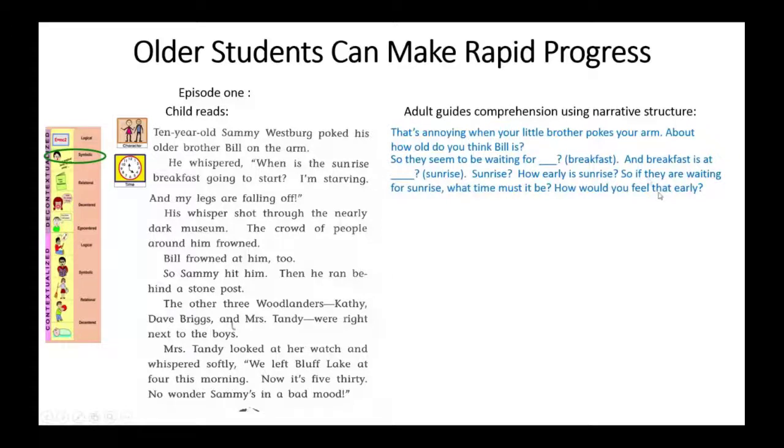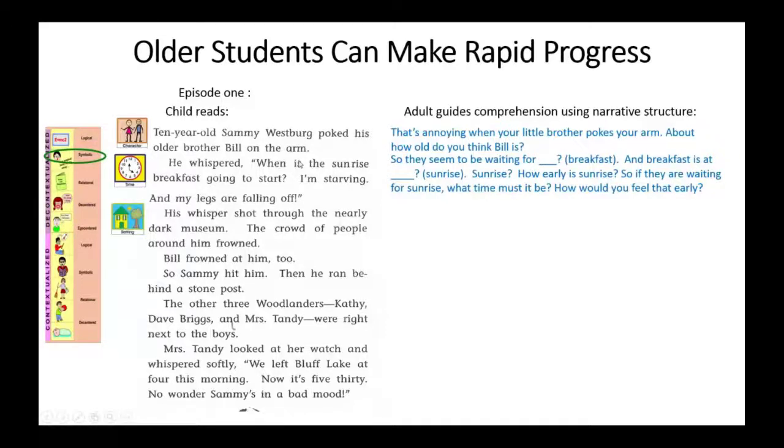So again, we're getting into that emotional response. Why is Sammy acting the way that he is? And so relating it to their own experience and how they feel that early in the morning helps them impart that emotional reaction of Sammy over here.